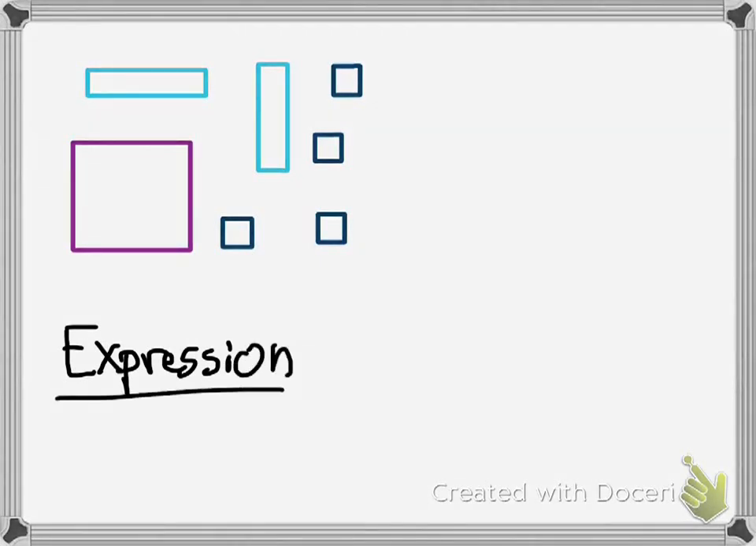So this is what I'm thinking. Let's go through and name each one. Now this big purple square, remember that's called the y squared tile. These blue ones were called the x tiles. And these little ones are called the unit tiles, the one tiles. So we have a y squared tile.